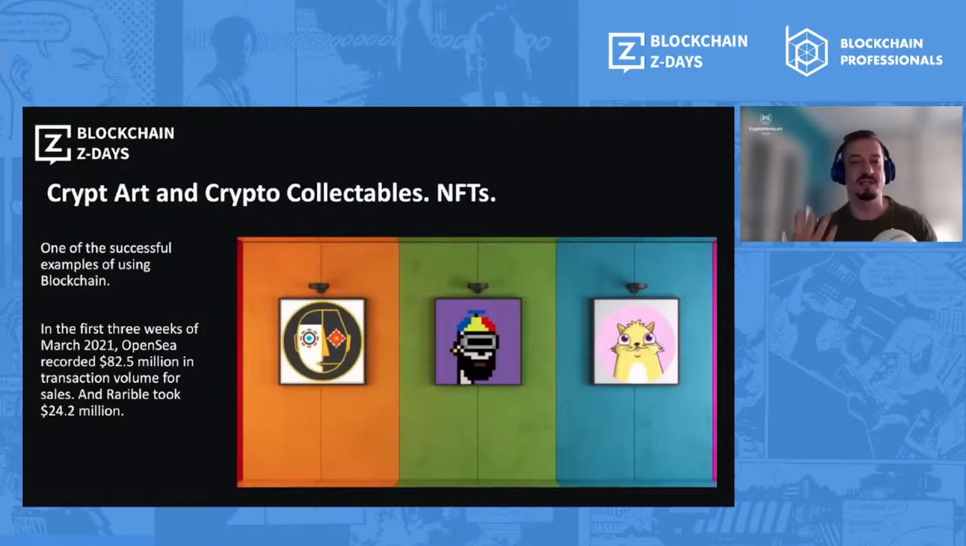And one of the successful examples of using blockchain is crypto art and crypto collectibles, NFTs, a trendy thing, right? And let's talk about it. I love it, at least. There are a number of NFT platforms like OpenSea, Rarible, SuperRare, and etc. For example, in the first 3 weeks of March 2021, OpenSea recorded 82.5 million in transaction volume for sales, and Rarible took a little bit more than 24 million. Speaking about types of NFTs, there are art like images or animations, domain names, virtual worlds, trading cards, collectibles, sports, and utilities. And nearly 2 weeks ago, even 1 week ago, the music type was added to the OpenSea marketplace.